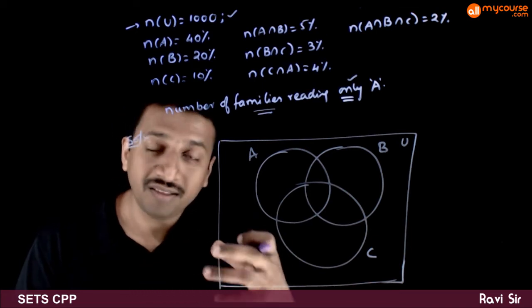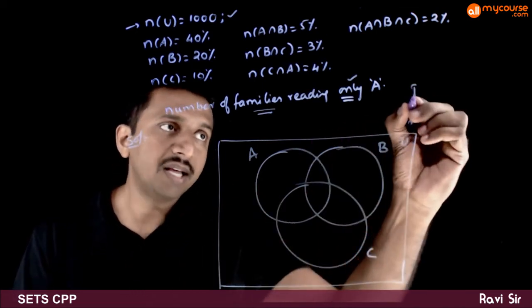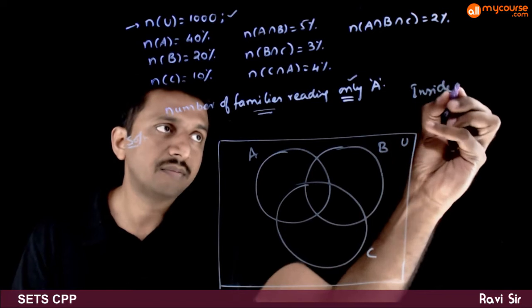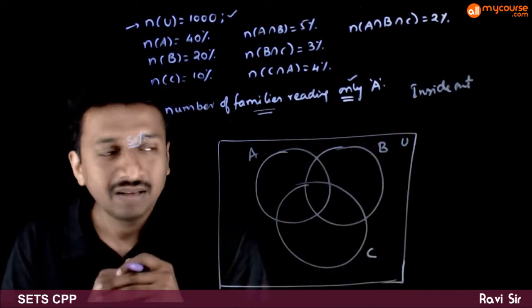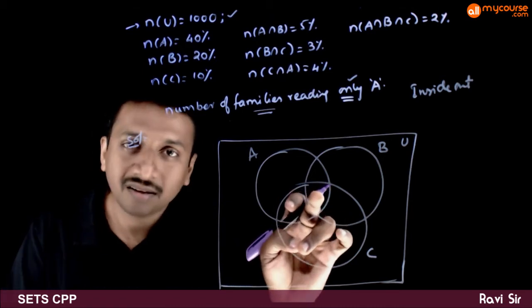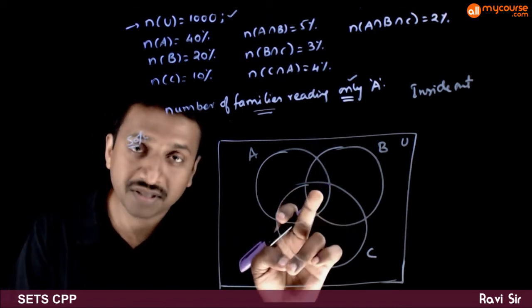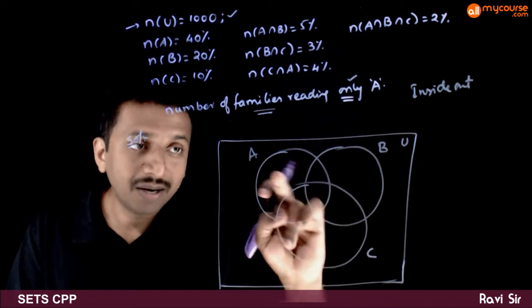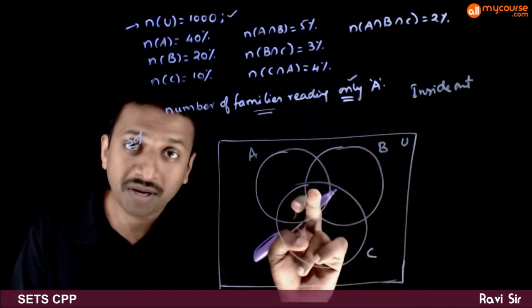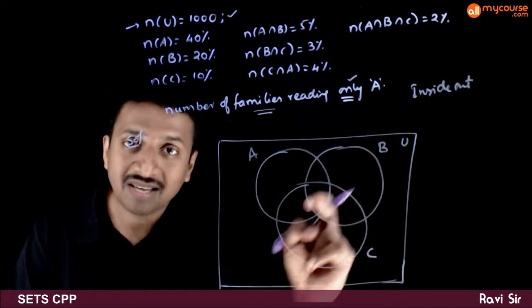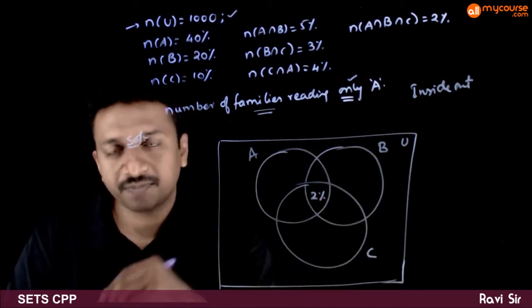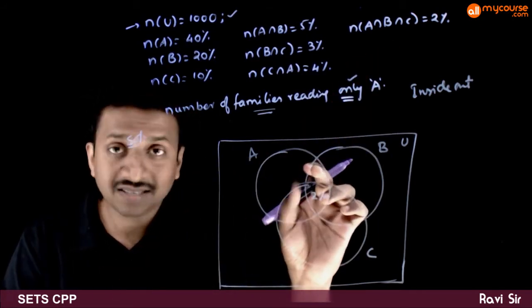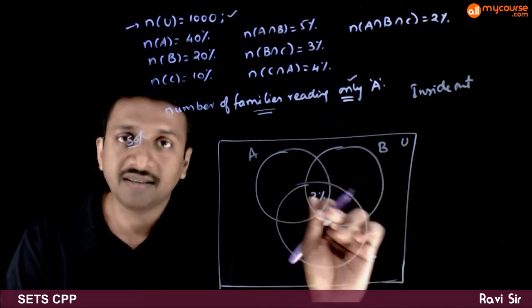And how do you fill the Venn diagram? The code word is inside out. So you have to fill the Venn diagram from inside to outside. So first, this is the part which needs to be filled first. This is nothing but the intersection of all three sets, the common part of all the three sets. So there are 2% families here. Now the next three places to be filled are this, this and this.